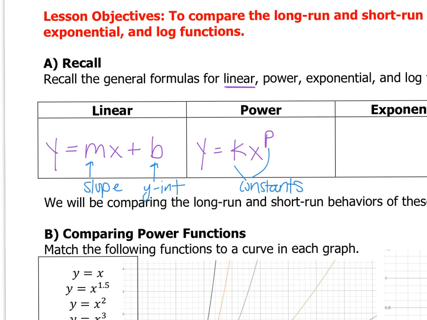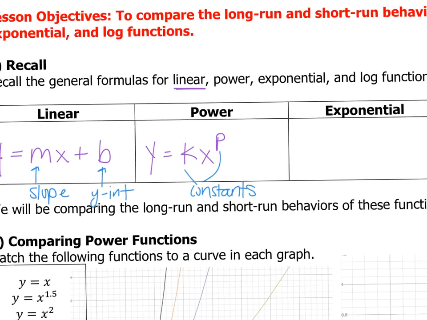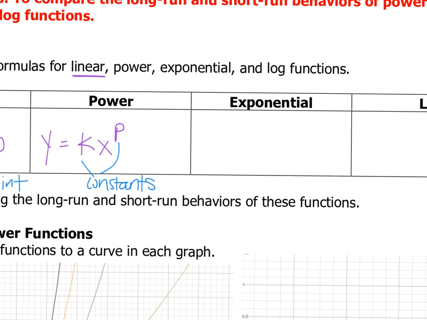Now, power functions and exponential functions at first glance look very similar. In general, an exponential function is y equals a times b to the x. If you look at this, the one main difference that you're going to see between a power function and an exponential function is where your variable is.